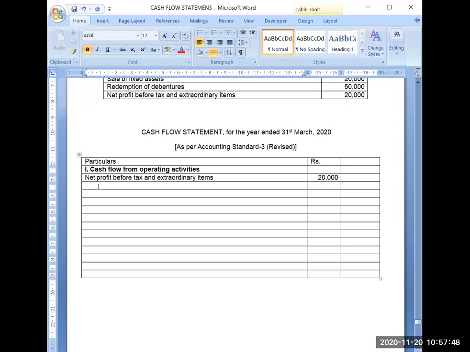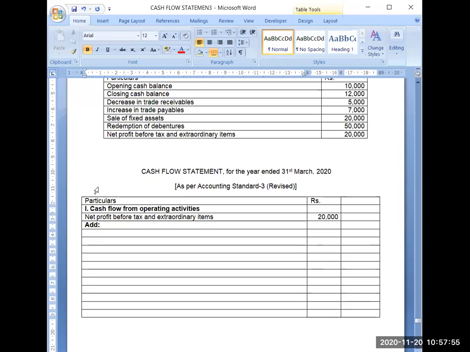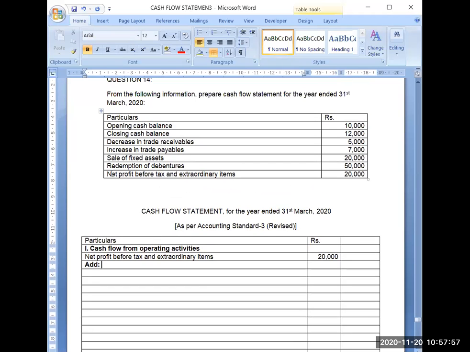Then we will add non-operating and non-cash expenses. So just see step 2. You have to follow the steps. You have to check the question step-wise, only then you will not miss any information. Now we don't have information here regarding any non-cash or non-operating expenses or non-operating incomes. That's why it will not be recorded here. So step 2 is not there.